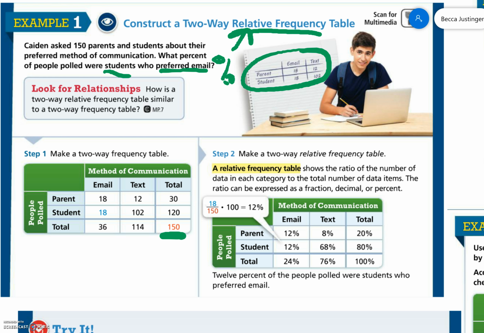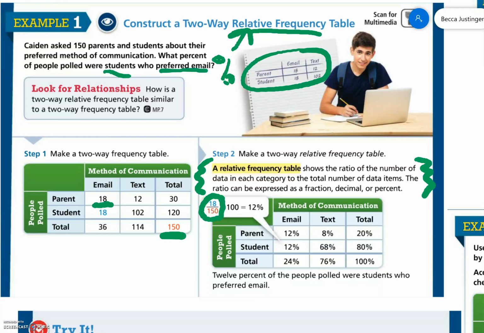They did that for us. And the next thing is to make a two-way relative frequency table. Now here's one of your vocab words. A relative frequency table shows the ratio of the number of data in each category to the total number of data items. The ratio can be expressed as a fraction, decimal, or percent. So the parents who emailed was 18 out of this 150. So that's why they did 18 divided by 150. Then they need to multiply by 100. That will give you 12%.